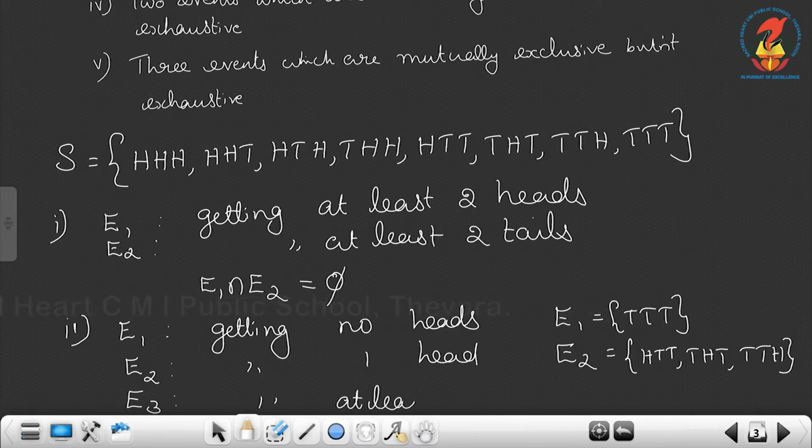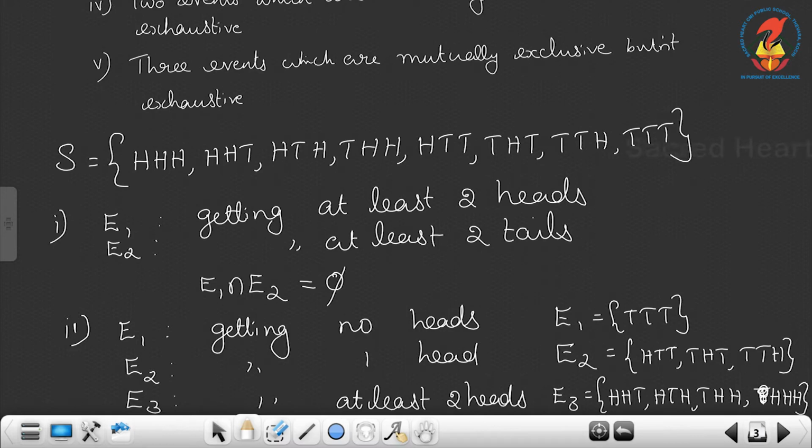Then E3, getting at least 2 heads. At least 2 means 2 or more. So HHT, HTH, THH and, sorry, HHH. Is it correct? 2 or more heads.